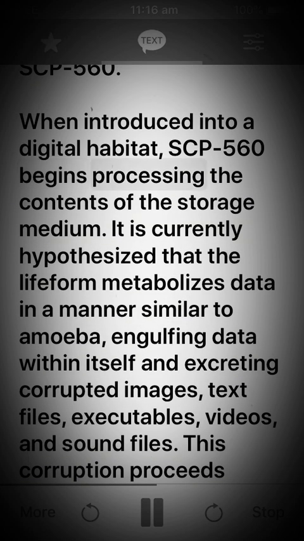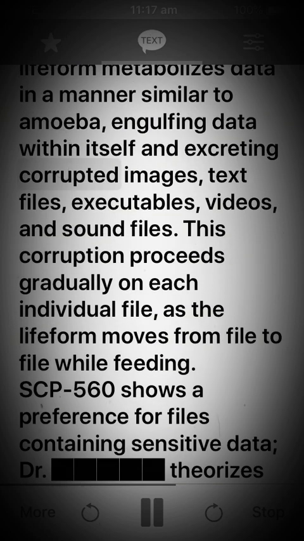When introduced into a digital habitat, SCP-560 begins processing the contents of the storage medium. It is currently hypothesized that the lifeform metabolizes data in a manner similar to amoeba, engulfing data within itself and excreting corrupted images, text files, executables, videos, and sound files. This corruption proceeds gradually on each individual file, as the lifeform moves from file to file while feeding.